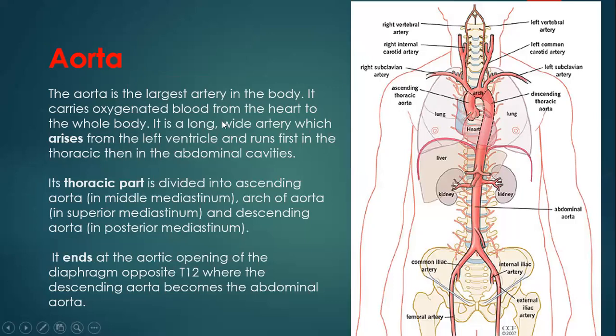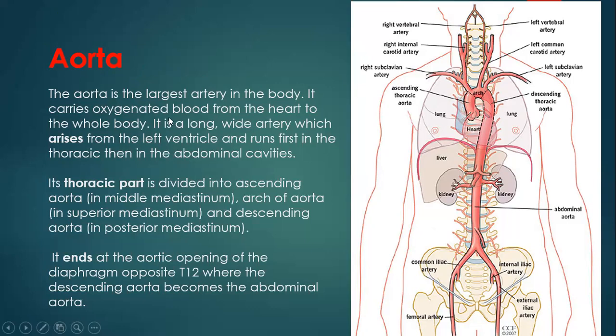Now coming to the next important artery, that is the aorta. As we know, the aorta is the largest artery in the body, which will be conveying the blood from the left ventricle to all the parts of the body. So this is the whole course of the aorta. The aorta is the largest artery in the body.